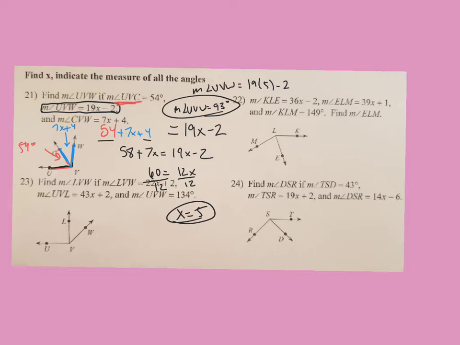Now, just to double check my work, I'm going to find the red piece is 54. And then we'll say 7 times 5 is 35, plus 4 is 39. So I get the measurement of CVW equals 39 degrees. 39 and 54 does in fact add up to be 93. Do not forget your degree symbol. If you forget that, you will lose points.